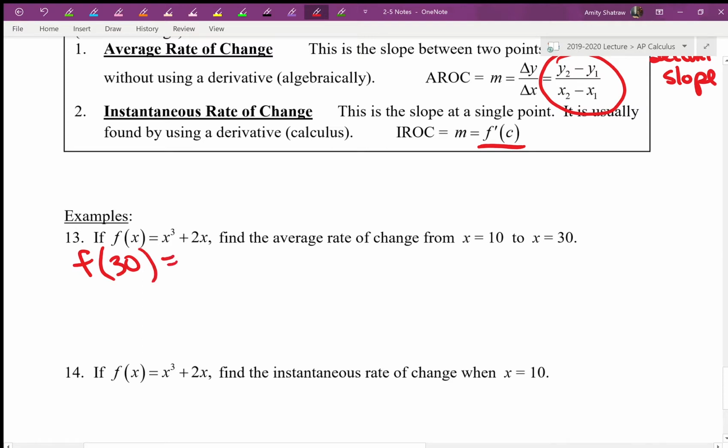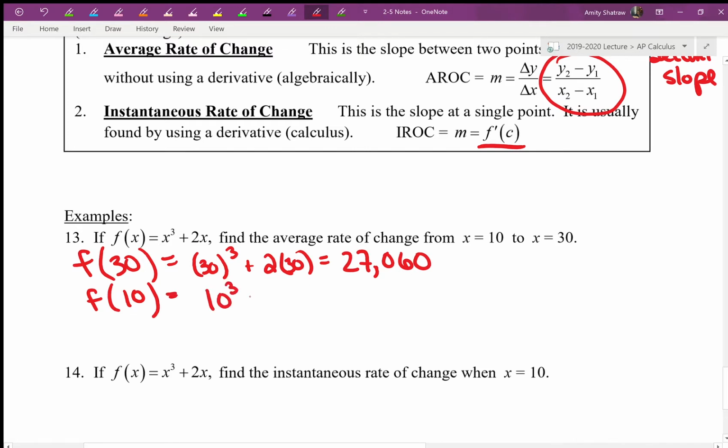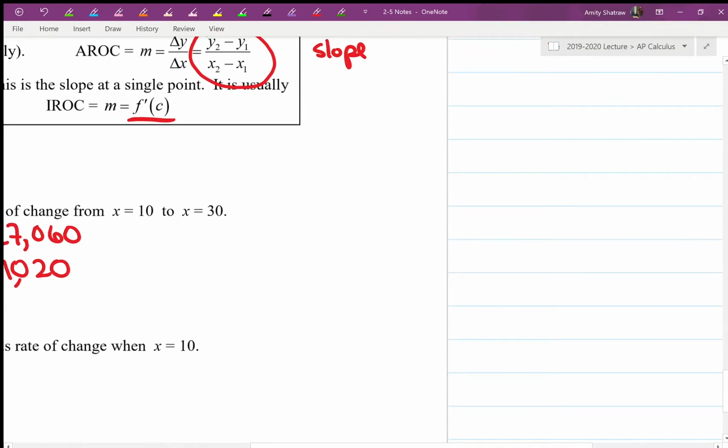So if I want to find the average rate of change from x equals 10 to x equals 30, I should probably find out what the value of my function is at 30 and the value of my function is at 10. So I would say that I have something being cubed plus 2 times something, and the somethings just happen to be 30 and 30. And so I'm going to say that on the calculator, I got this number right here, 27,060. Now I want to find out what's happening when my function is equal to 10, and I'm plugging that in, and I say I have 10 cubed plus 2 times 10, and that equals 1,020. Now previously in class, I would have done something like this. Ready?